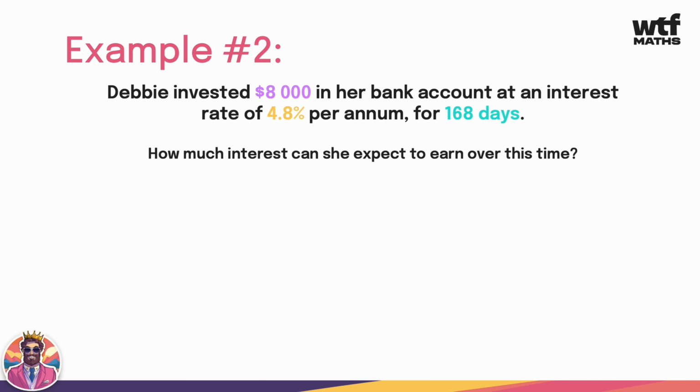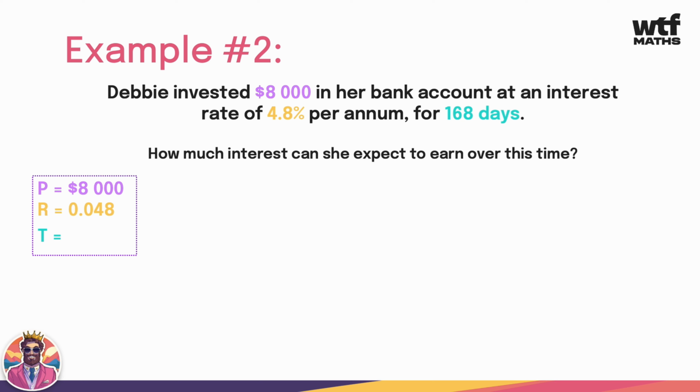Let's look at another example here. Debbie invested $8,000 in her bank account at an interest rate of 4.8% per annum for 168 days. How much interest can she expect to earn over this time? Again, we're going to set up our P, our R, and our T. We know the principal is $8,000. We know the rate is going to be 0.048.